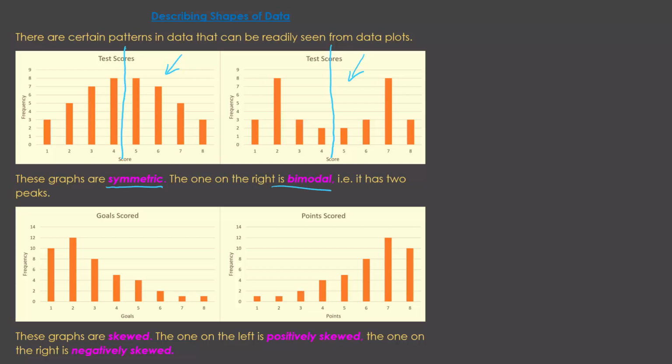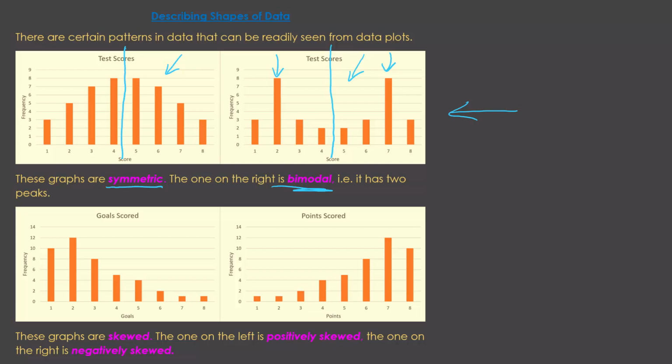The one on the right is bimodal. It has two peaks that we can see. Now, often in statistics, it doesn't have to be perfectly symmetric to be described as symmetric, although these ones are.